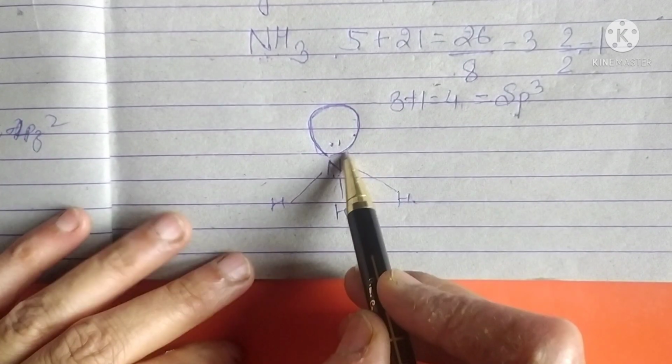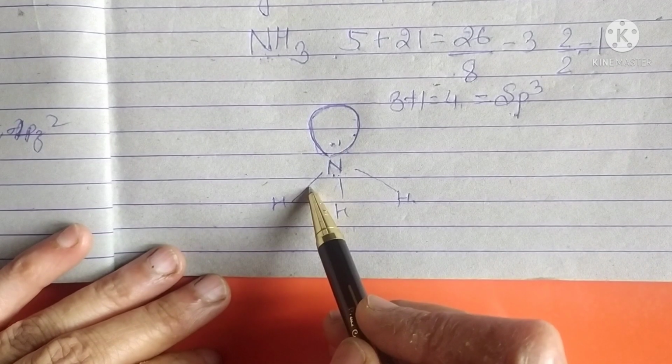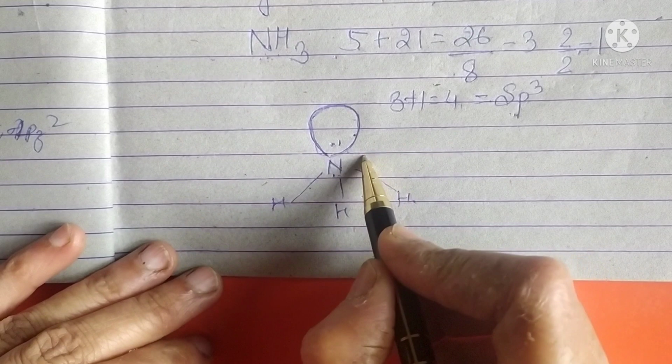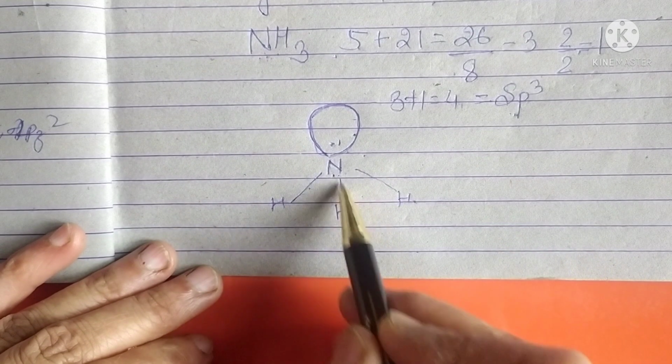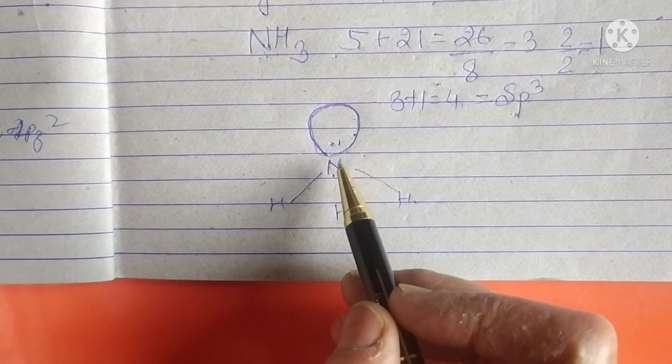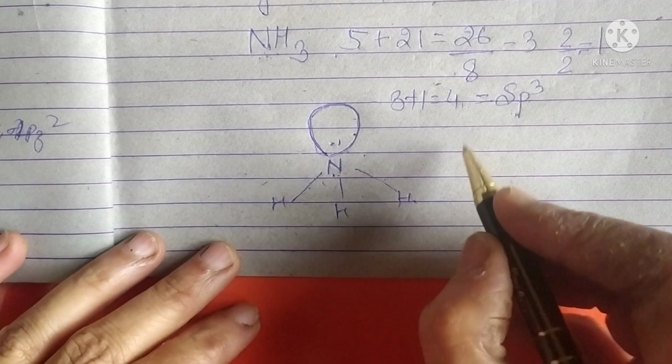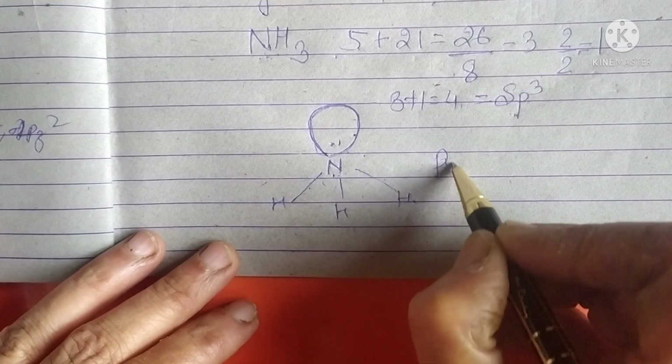Due to this there will be lone pair and bond pair repulsion. So these bond pairs will come closer to each other. Now the shape of the molecule will be decided by only the bond pairs. The lone pair will not be included in the shape of the molecule. So in this case the shape of the molecule will become pyramidal.